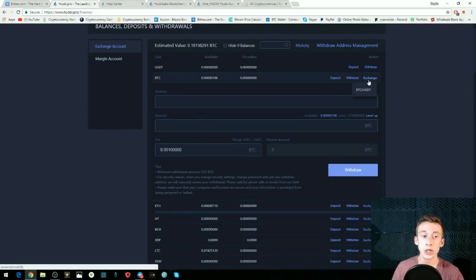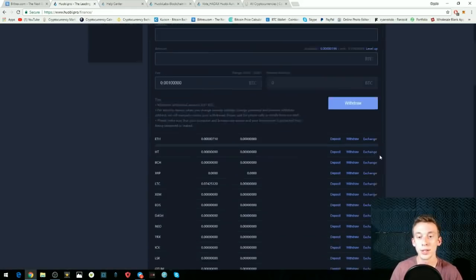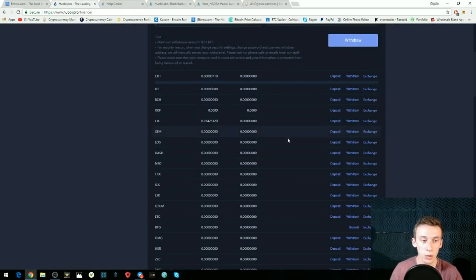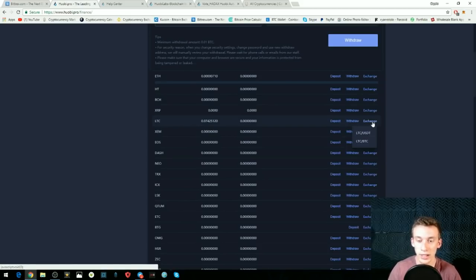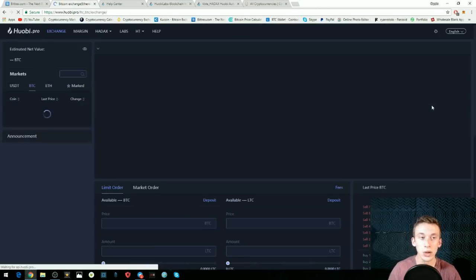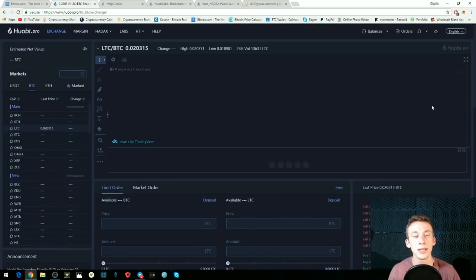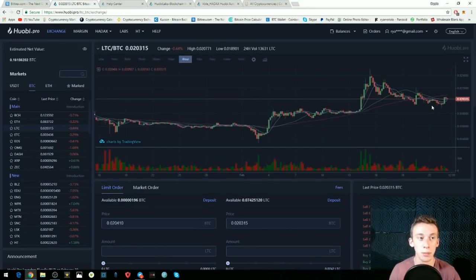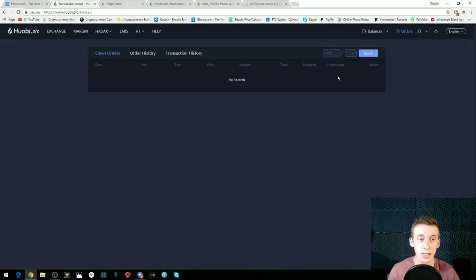And then you have the exchange tab. If you click on that, it's going to send you to the exchange of the cryptocurrency you're trying to purchase or sell. So if I wanted to go to the exchange tab for Litecoin, I could just hover over the exchange tab and go to Litecoin to Bitcoin, and it would bring me directly to that part of the market. So that's really Huobi summed up. You have the orders tab up here. This is where you can see your current orders as well as your history of your orders.